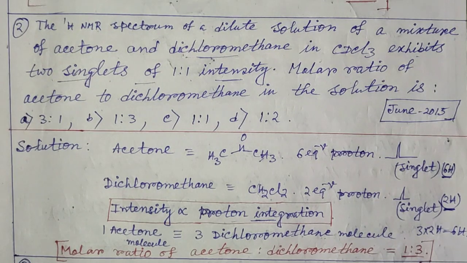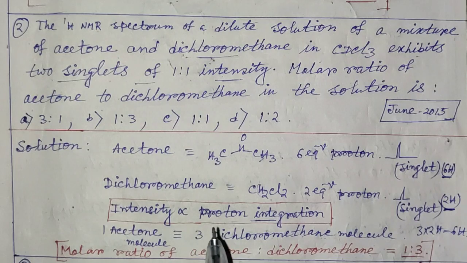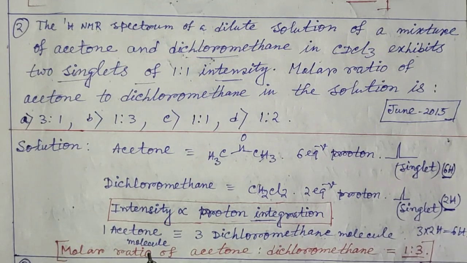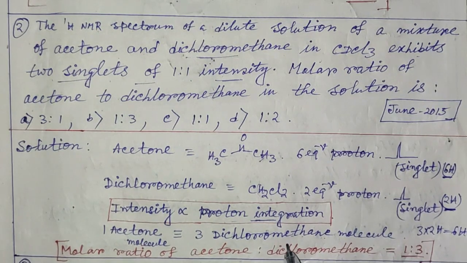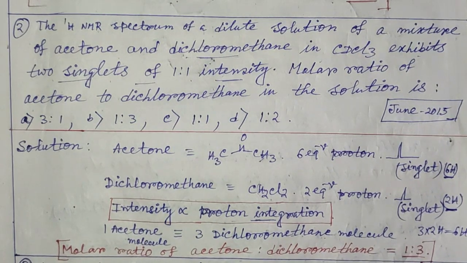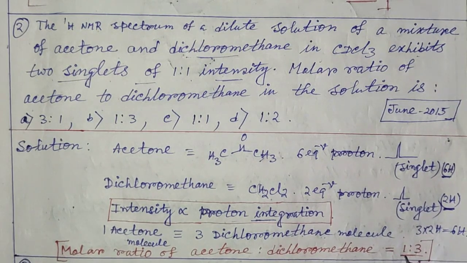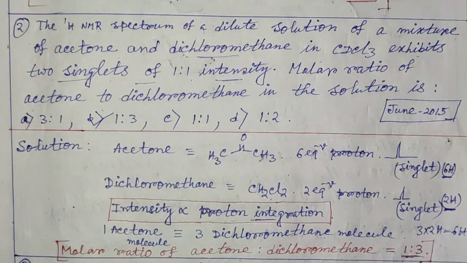That is, to give a 1:1 intensity ratio of singlet peaks, the mixture should contain 1 mole acetone to 3 mole dichloromethane. That means the molar ratio of acetone and dichloromethane is equal to 1:3. That is, option B is the correct answer.